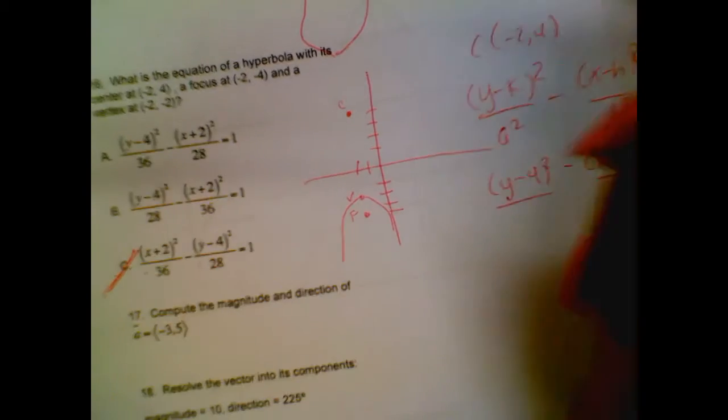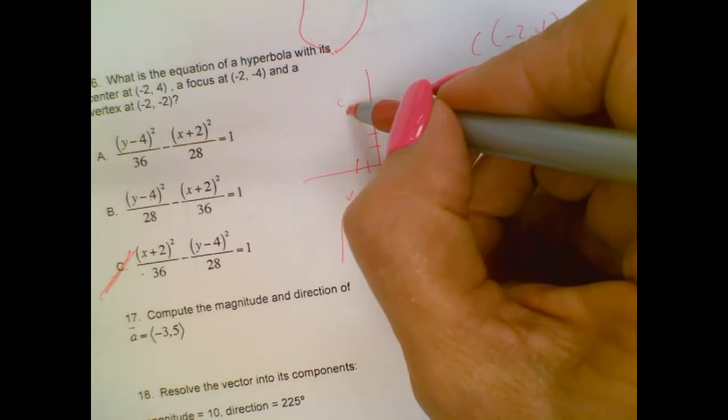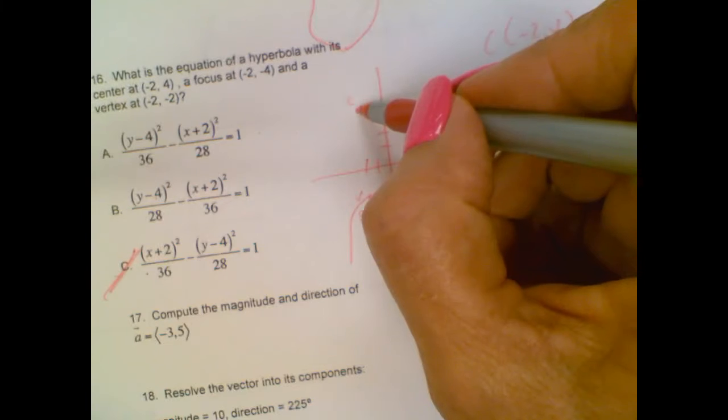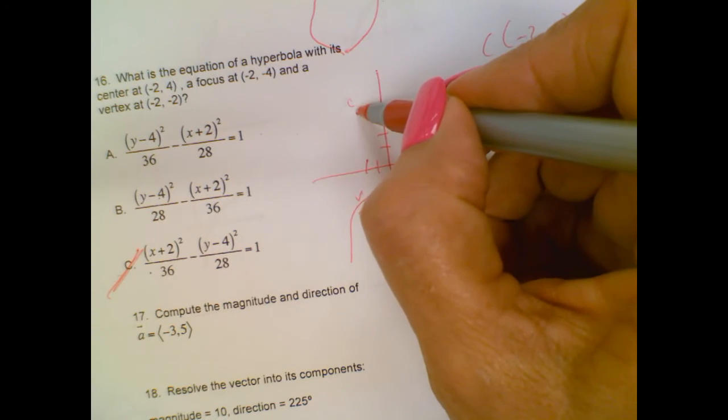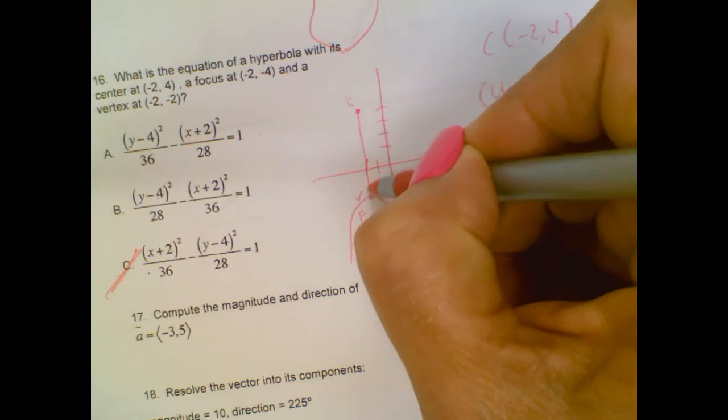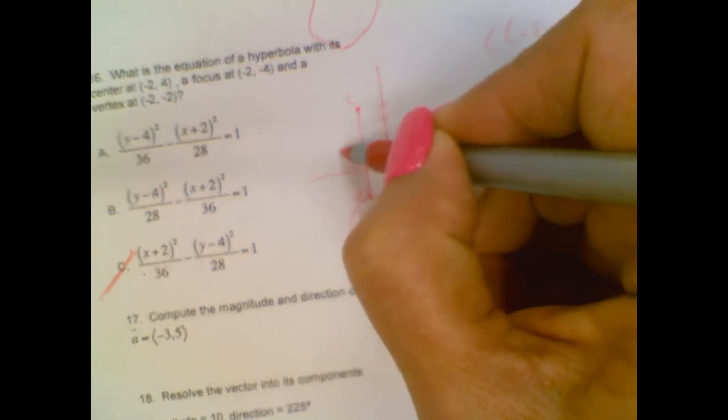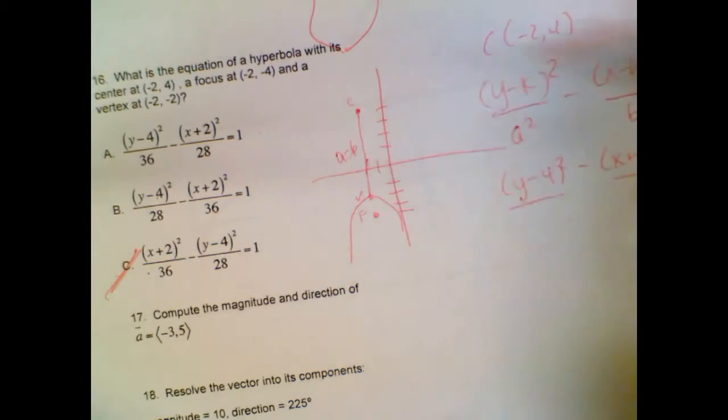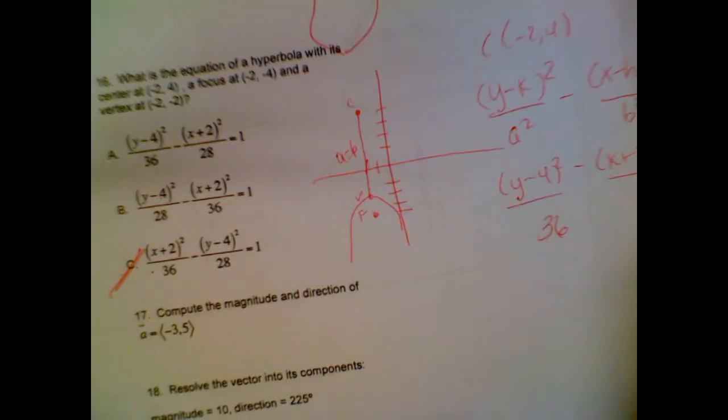Then A is very important now. A is the distance. Did they give you the vertex? They did give you the vertex. This is here, center. And this is the vertex. How many units is this? It looks like 6. Looks like A might be 6. So there should be a 36 under y minus 4. So it looks like it's going to be A.